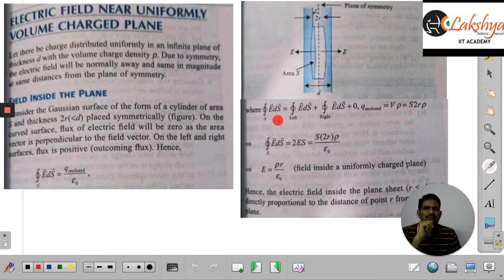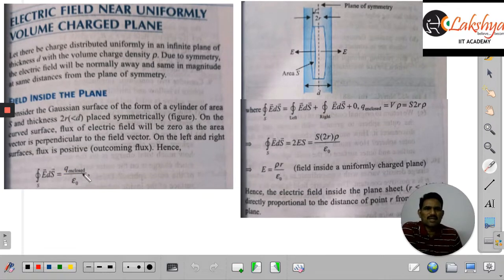Now for the flux calculation, we take this Gaussian surface with area s, and this length is 2r, right? Got the idea about the Gaussian surface? It is the same cylindrical surface as in our infinite plane calculation. The length of the cylinder is 2r, and the cross-section area of the plane we are assuming as s. Then this is our Gauss law.